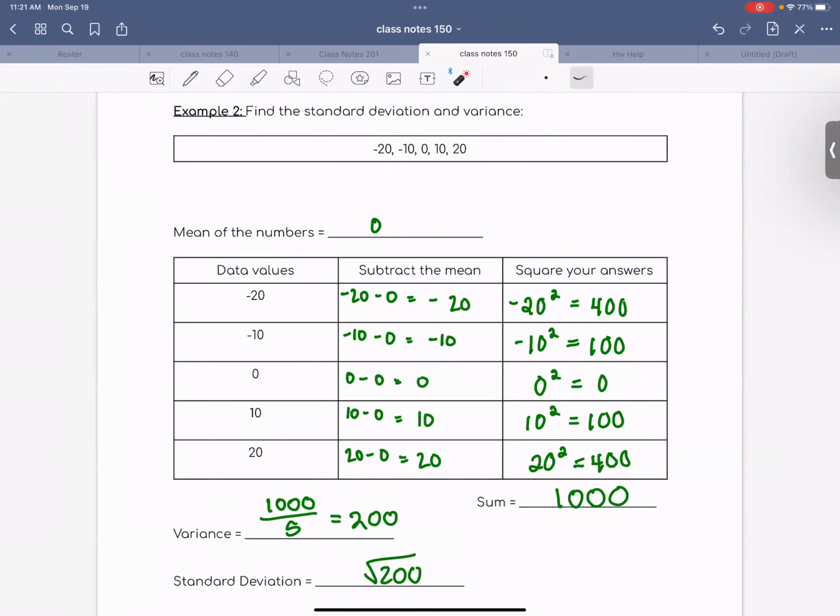I mean, we knew from before that the mean was 0, just by adding everything up and dividing, and then subtracting the mean is just taking all the values and subtracting 0. -20 minus 0 is -20. -10 minus 0 is -10. 0 minus 0 is 0. 10 minus 0 is 10, and 20.